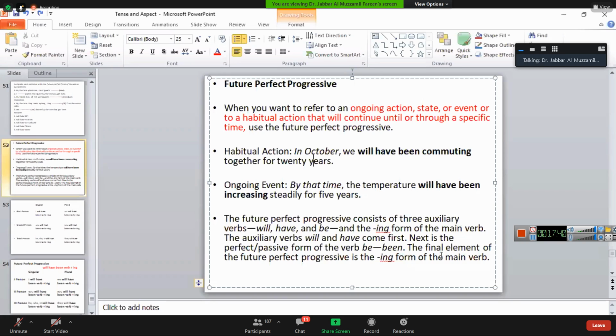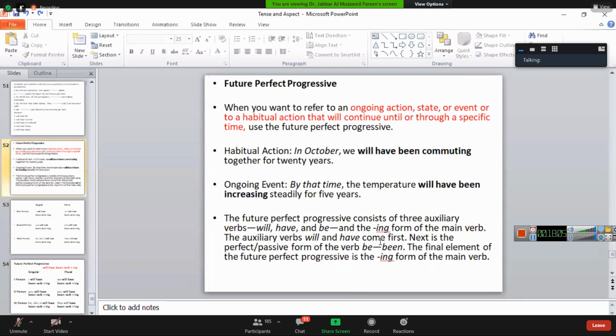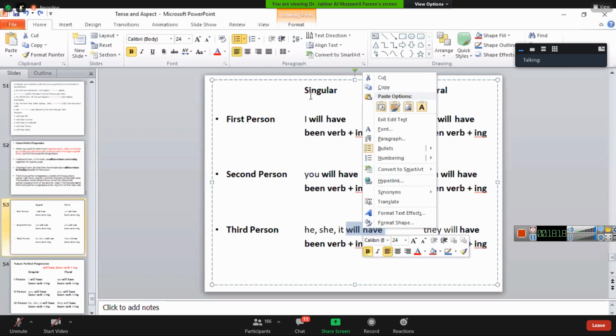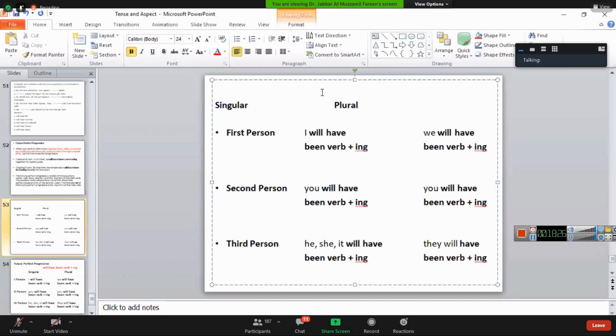Right. So here, this is the extension of the next slide. Future perfect progressive consists of 3 auxiliary verbs. Remember, here you will have 3 auxiliaries, whereas previously you had only 2. What are the 3 auxiliaries here? Will, have, be, and then verb plus ing. So this is very important. What is the third auxiliary? Be. Okay, be plus verb plus ing.